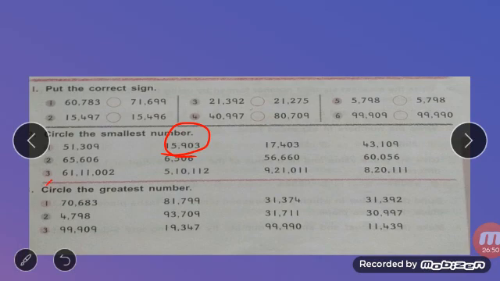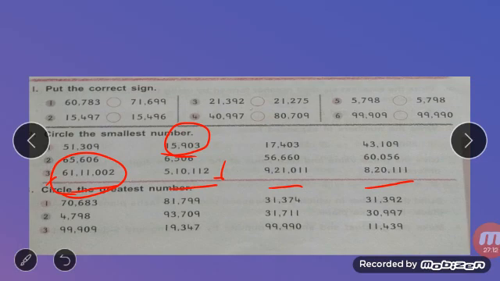Now third, shall I do it for you? Now here see the number of digits: 3, 4, 5, 6, 7. Here 7 digits are there. Here 3, 4, 5, 6 digits are there. Here the number of digits is 6. Here also 6 digits. So this one is the greatest because the digits are more.